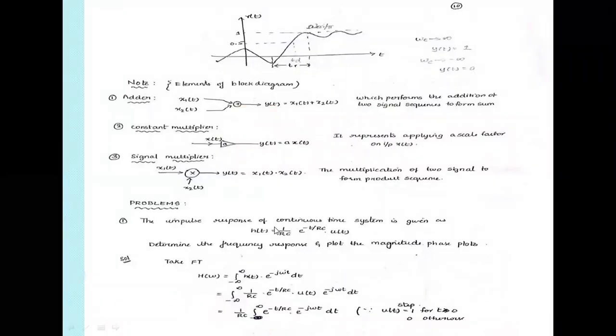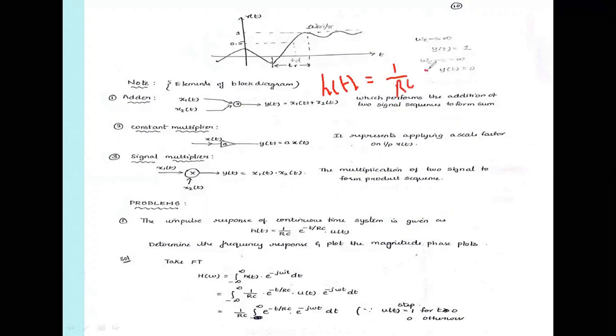So the first one is the impulse response of the continuous time system, given as h of t is equal to... Determine the frequency response and plot the magnitude and phase. This we already discussed, but once again I will explain. Given the time domain function, h of t is equal to 1 by RC e power minus t by RC into mu of t. How to find out the frequency response?